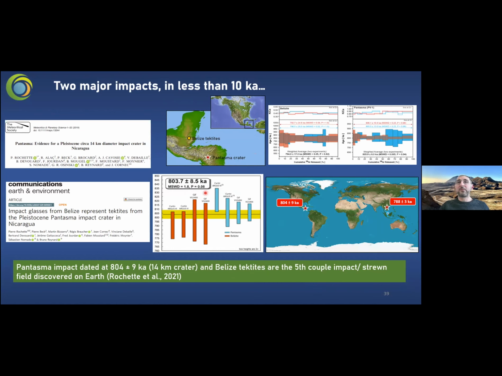For a long time, Belize tektites have been believed to be related to the Australasian strewn field, but it's not the case. There is another impact, which is nearby, the Pantasma crater. They share the same composition and the same age. But we proved that only thanks to a multi-collection mass spectrometer last year.